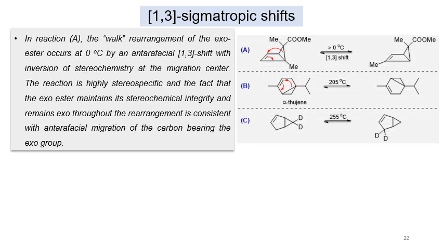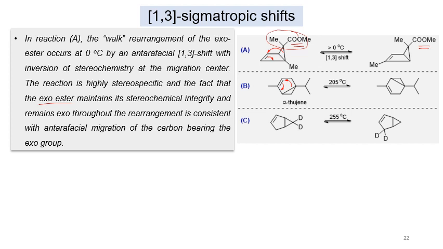Now this is an example in reaction A. You can see here, this is an example of a walk rearrangement. Okay, so the alkyl group is actually walking across the system. What is important to note is that the relative stereochemistry, the exo ester, remains exo in the product throughout the rearrangement. You see here, this can keep walking. You can keep getting 1,3 shifts.